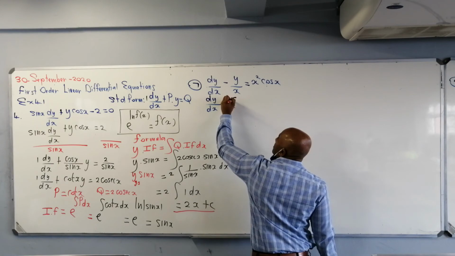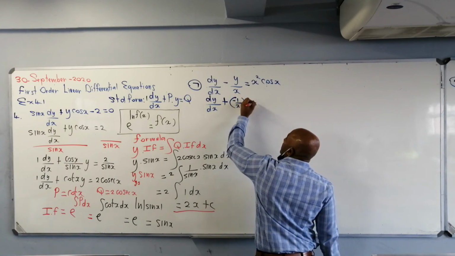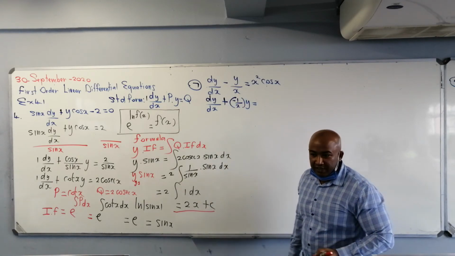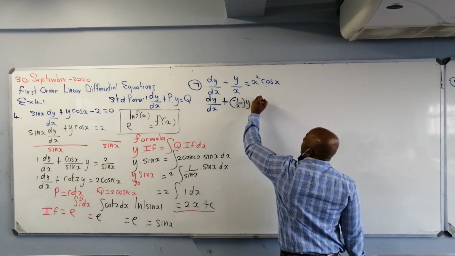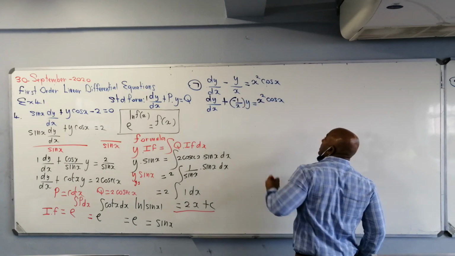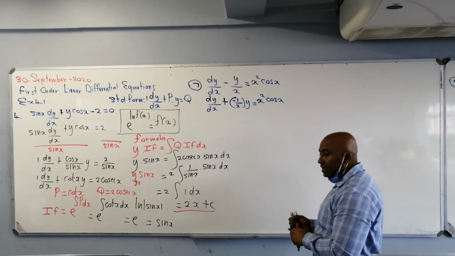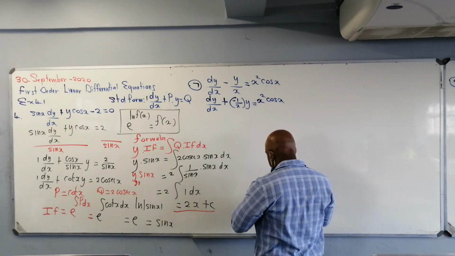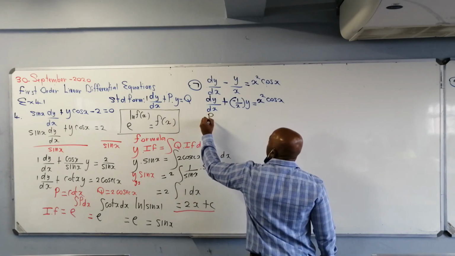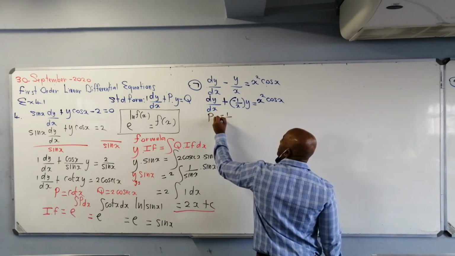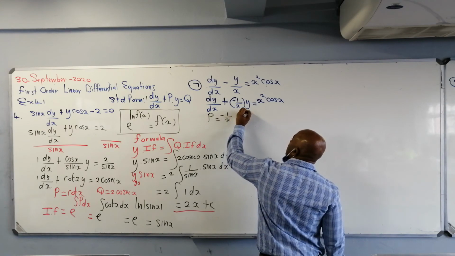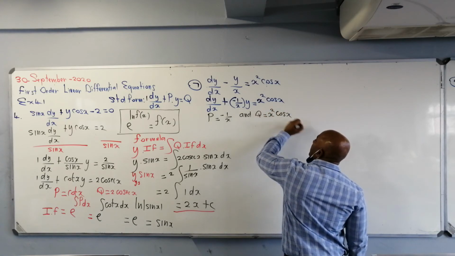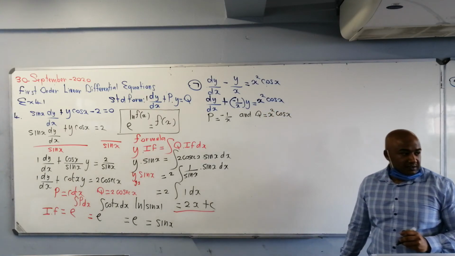So therefore this becomes minus 1 over x times y. If you multiply a positive times a negative, you get back to your negative. Right, and then we have x squared cos x. So now we can identify our p and q. My p here is minus 1 over x, and q is equal to x squared times cos x.